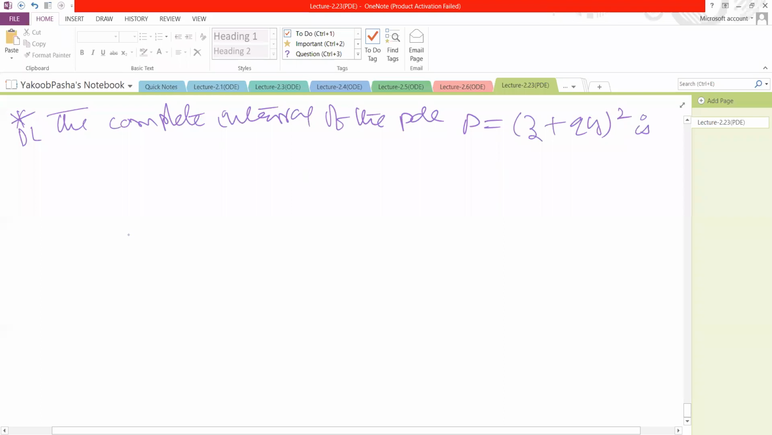So first, clearly we can observe, here I am writing the first equation: p is equal to (z plus qy) whole square. Clearly we can observe x is missing, so don't take that. So p equal to (z plus qy) whole square, as this is equation number 1.